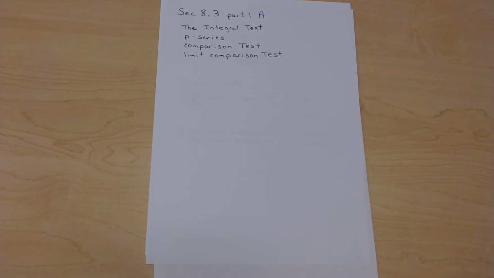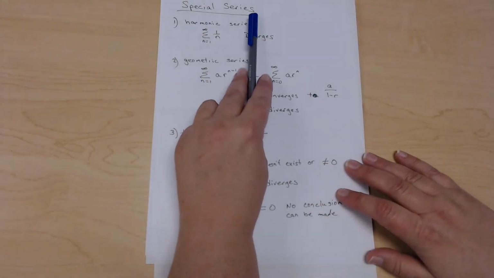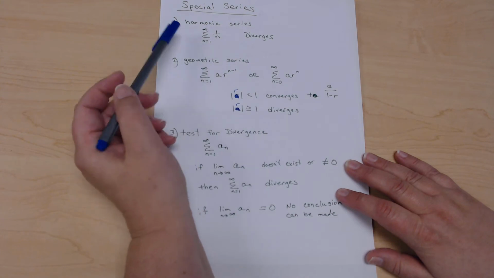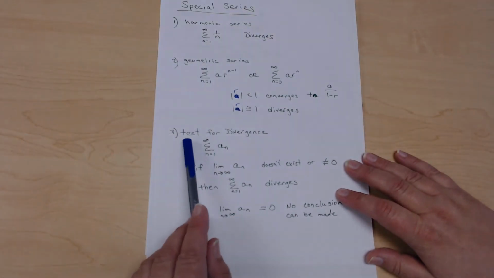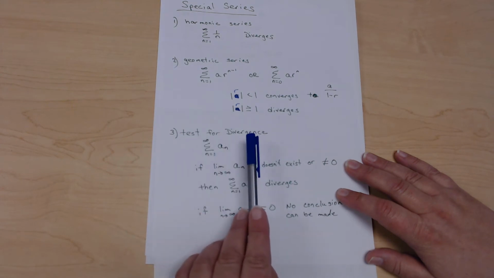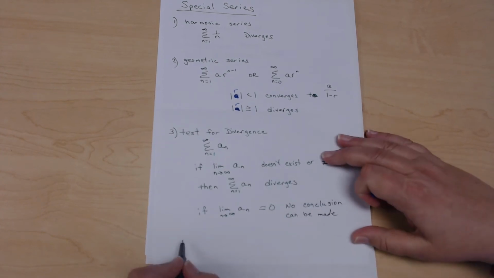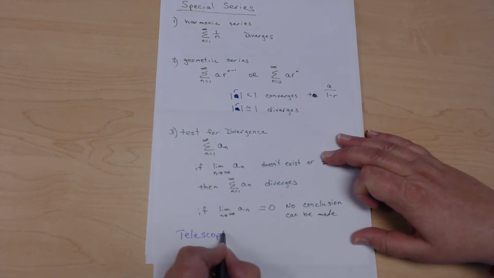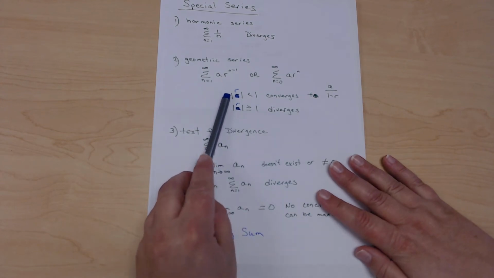I want to just talk about a few reminders, and then we'll head to 8.3. First of all, remember we've got our special series so far, our tests. We've got our harmonic, we've got geometric. Our first official test is the test for divergence. We also now have the telescoping sum. And remember, I didn't correct this until B, so I'll try to send an email out.